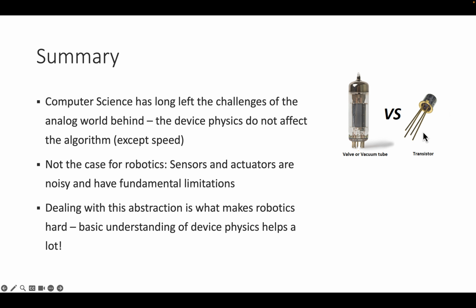Nowadays we have transistors. You can put 1 billion of these on a very small square inch footprint, and we really don't want to know anymore what's going on in the computer, except maybe for temperature or speed. With robotics, this is the opposite. All of the sensors and actuators are noisy and have fundamental limitations that, if you don't understand, will make programming the robot very, very difficult.